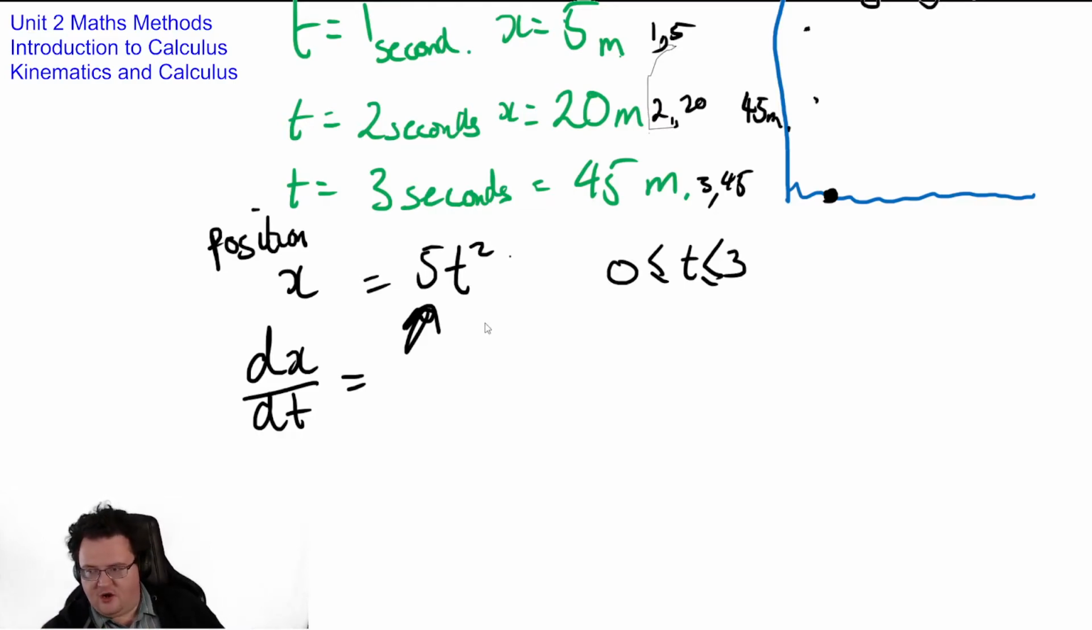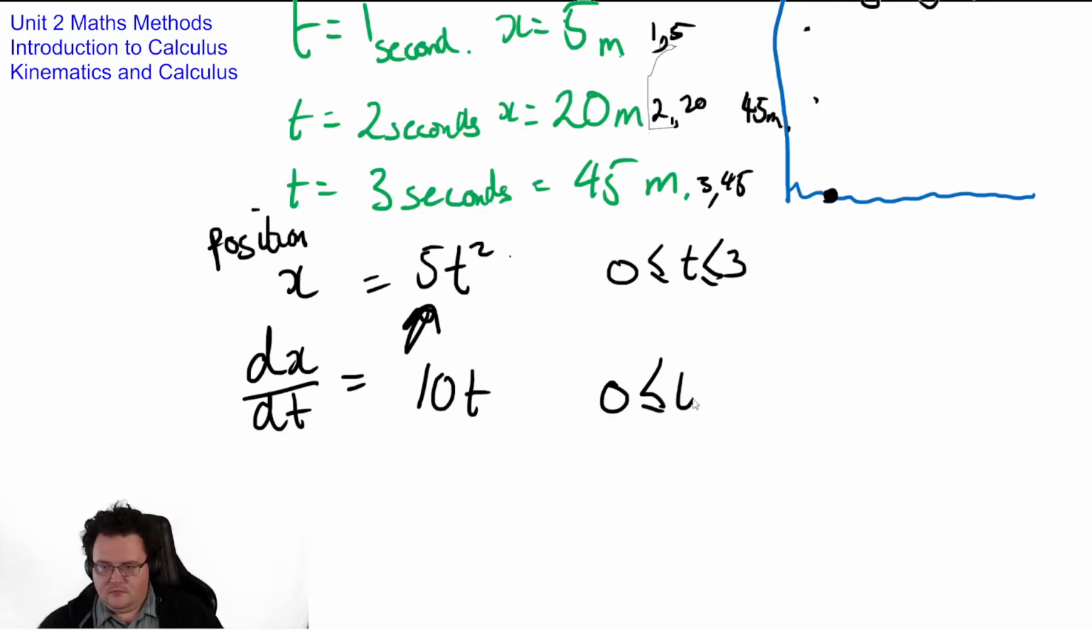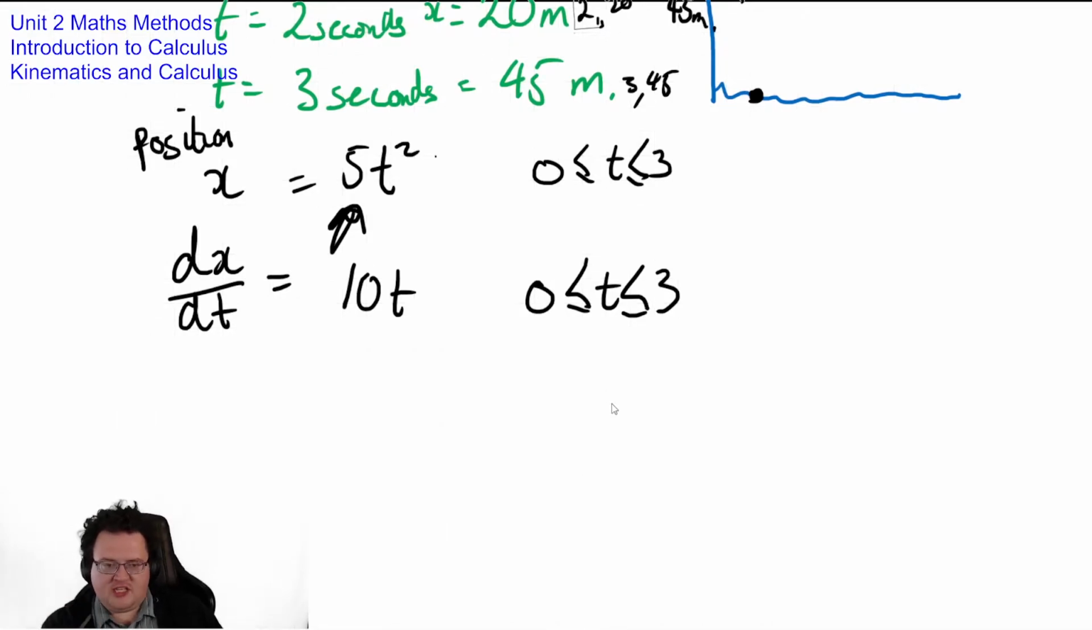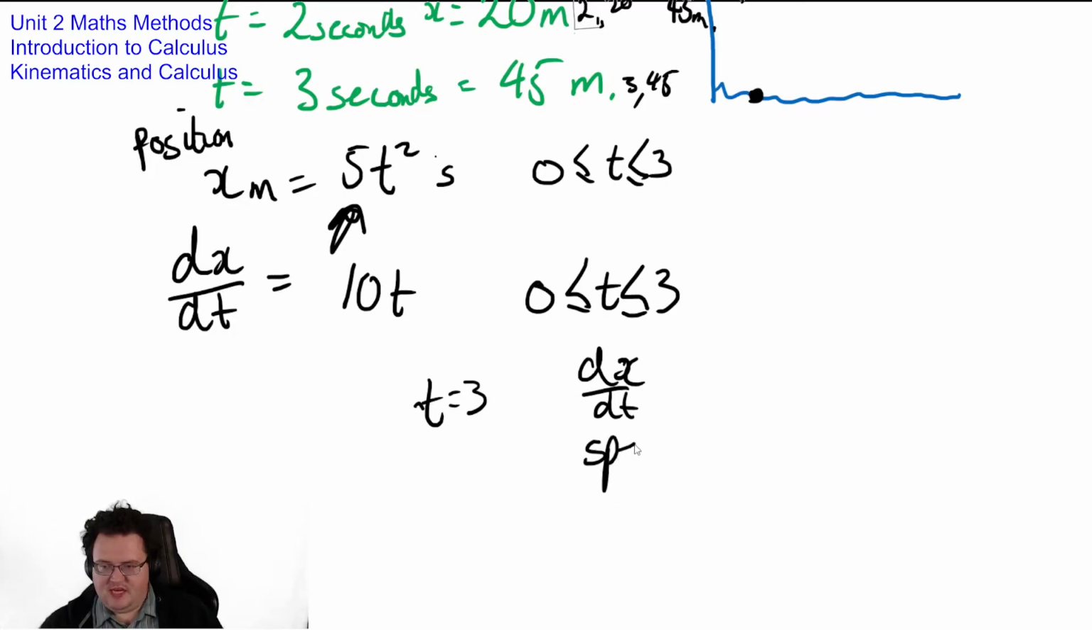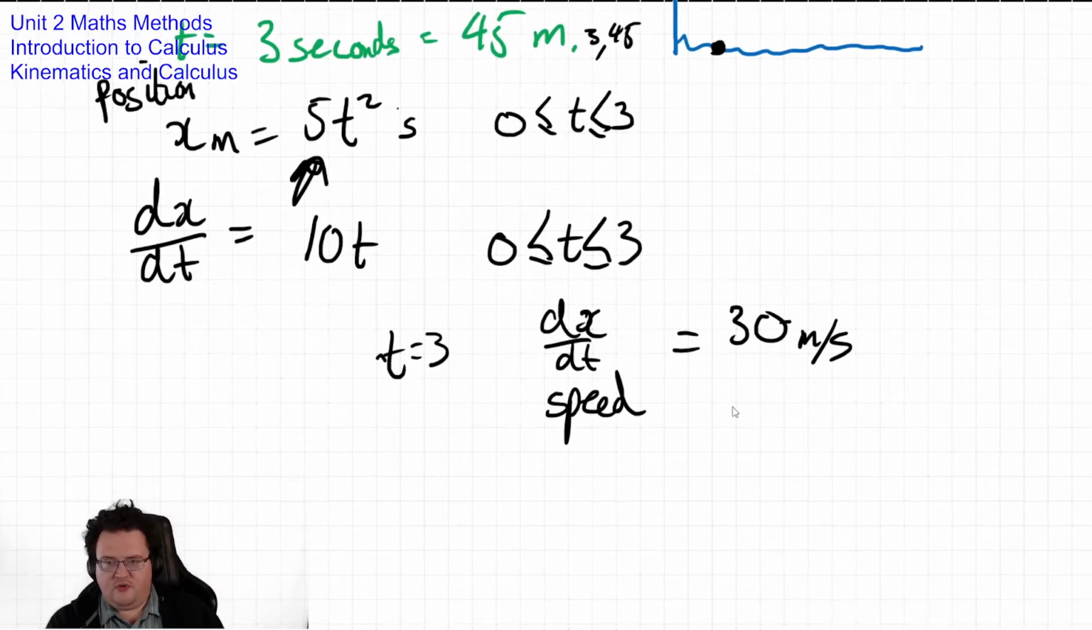If I take the differential of my equation x up above, it is indeed 10t. So in this case, when the rock hits the ground, how fast is it going? This is x meters in t seconds. So when t is 3, dx/dt, which is the speed, is actually 30. And because we're using meters and seconds, it is 30 meters per second. So that rock is going pretty darn fast when it hits the water.